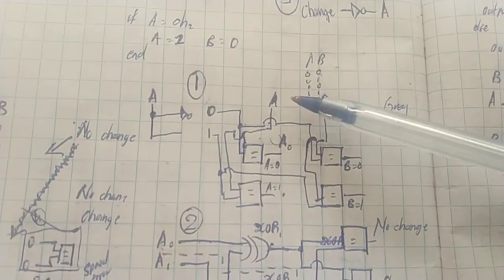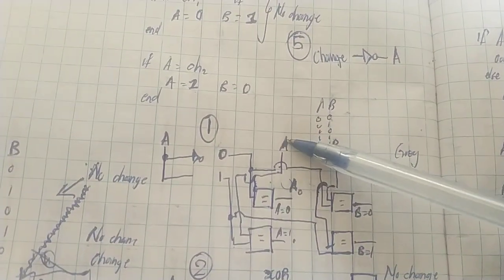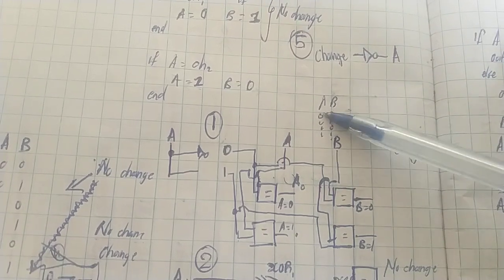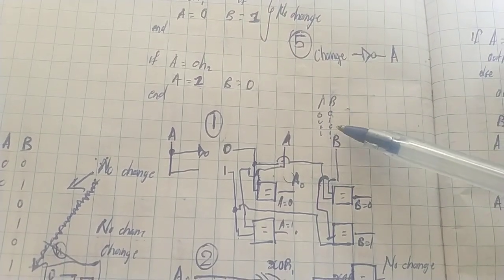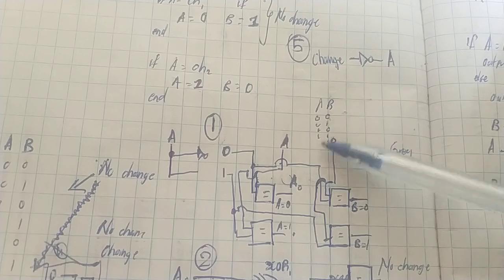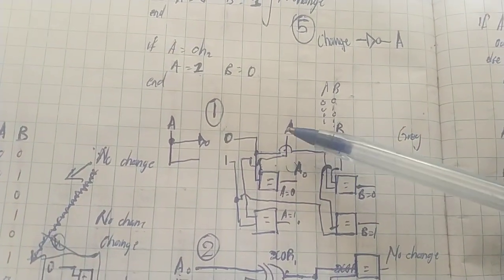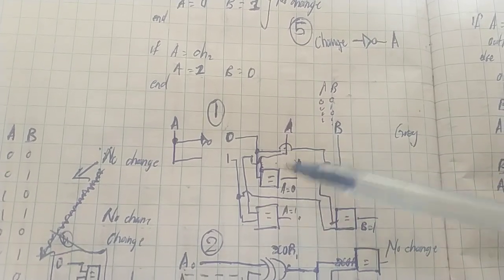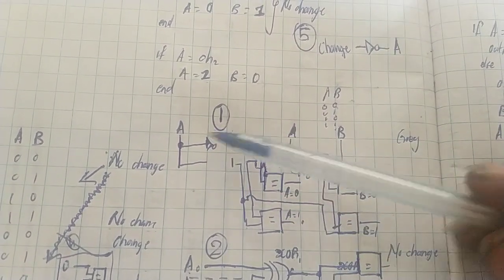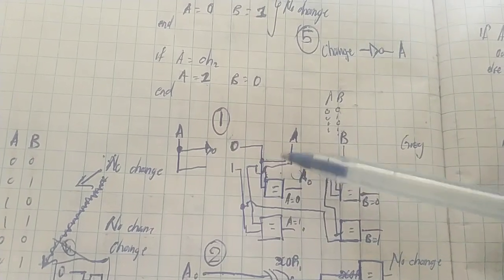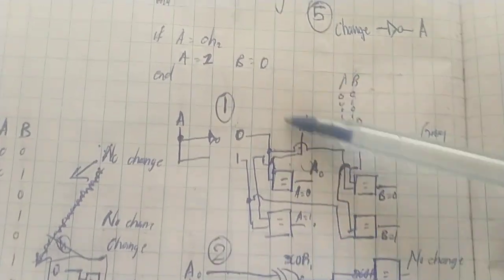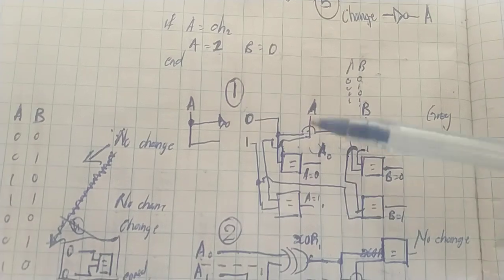So I started with bit A and bit B. For A's it's 0, 0, 1, 1. For B's it's 0, 1, 0, 1. So I tried to compare the A. I'm comparing the A's to see if it's a 0 or a 1. That's the only way I can let the machine know if it's a 0 or a 1.